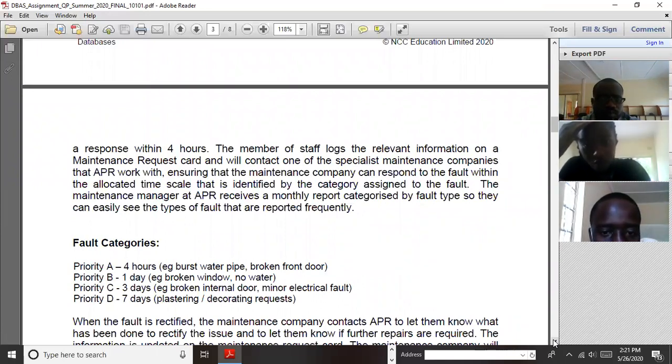The member of staff logs the relevant information on maintenance request cards and will contact one of the specialist maintenance companies that APR works with, ensuring that the maintenance company responds to the fault within the allocated timescale that is identified by the category assigned to the fault. The maintenance manager at APR receives a monthly report categorized by fault types so they can easily see the types of fault that are reported frequently.